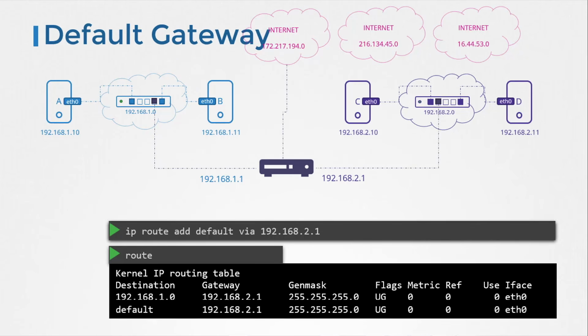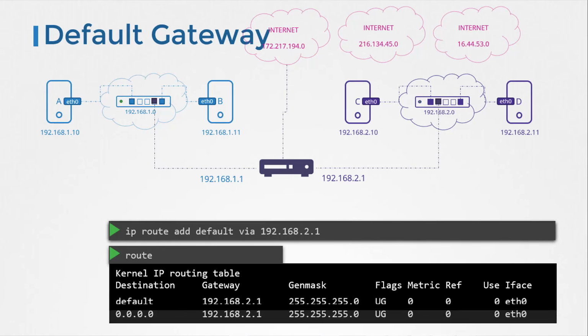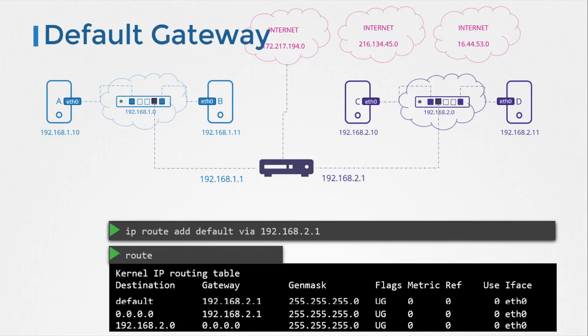Remember, instead of the word default, you could also say 0.0.0.0. It means any IP destination. Both of these lines mean the same thing. A 0.0.0.0 entry in the gateway field indicates that you don't need a gateway. For example, in this case for System C, to access any devices in the 192.168.2.0 network, it doesn't need a gateway because it is in its own network.